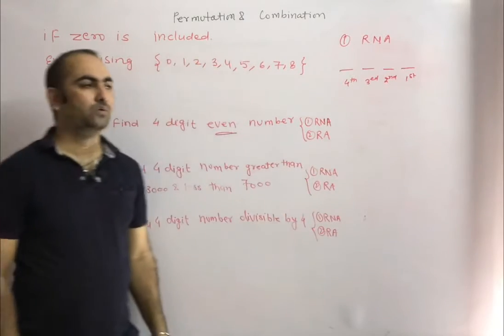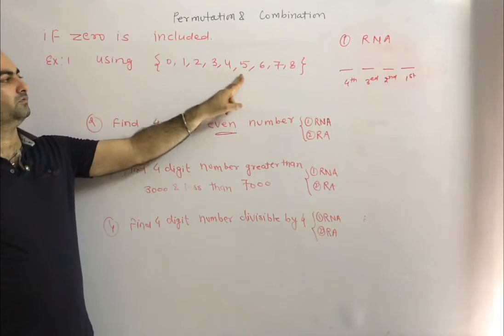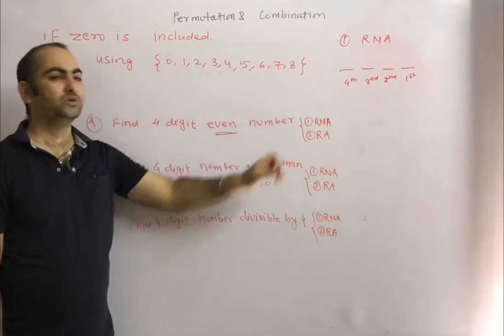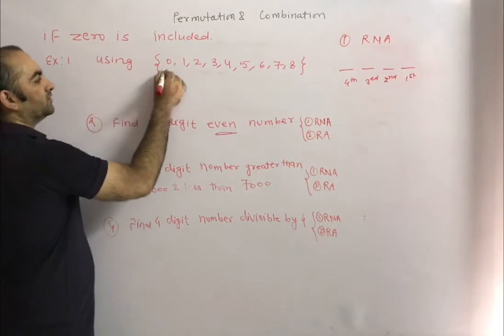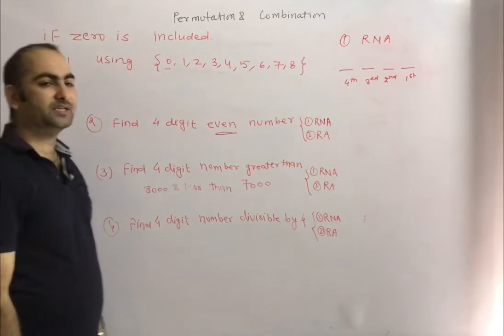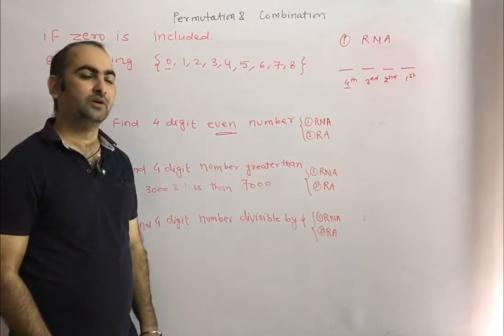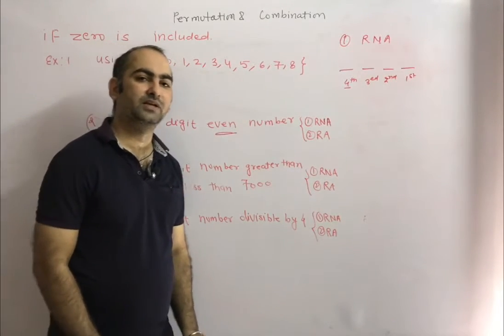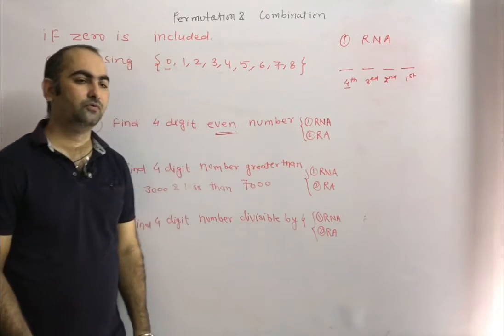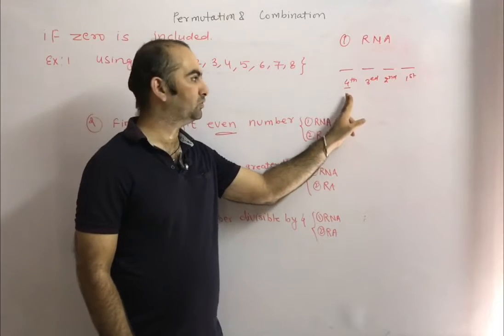Now the given digits are 0, 1, 2, 3, 4, 5, 6, 7, 8. Out of 9 digits, 1 digit is 0. That means you have to take care of 0. So we can say that at the fourth place 0 should not come, because if 0 is coming at the fourth place, a 3-digit number will come. But we want a 4-digit number. So what do you have to take care of? At the fourth place 0 should not come.